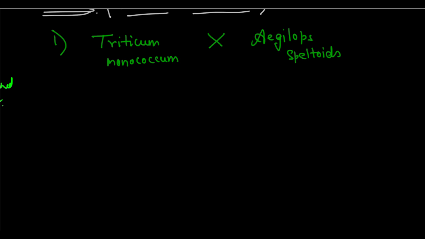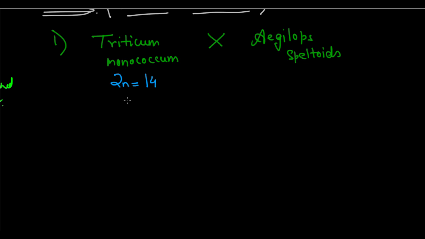When we cross them, this Triticum monococcum has diploid cells which have 2n chromosomes equal to 14 chromosomes. Now we have looked at haploid and diploid cells in my reproduction videos. You can look them up if you wish, and even in my cell division series. So here, its cells are diploid with 2n chromosomes equal to 14 chromosomes, right?